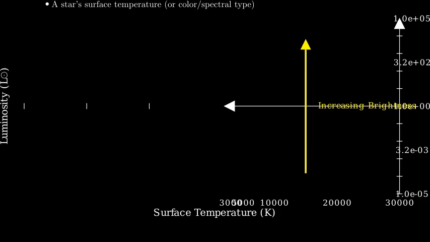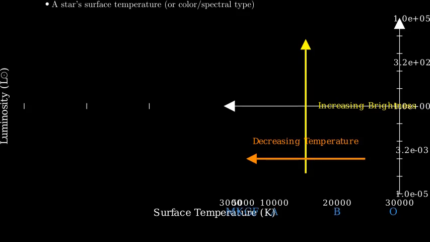The horizontal axis, or x-axis, represents the surface temperature of stars in Kelvin, or sometimes their spectral type or color. Importantly, temperature decreases from left to right, which is the opposite of what you might expect. On the left side, we have hot blue stars. On the right side, we have cool red stars. Astronomers often use spectral classification instead of temperature on the x-axis.